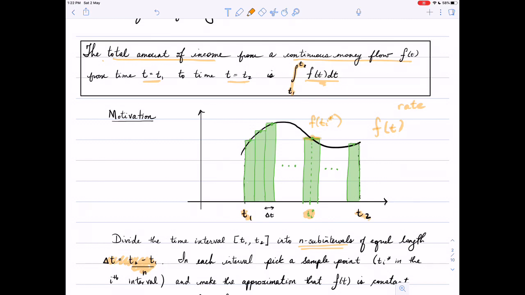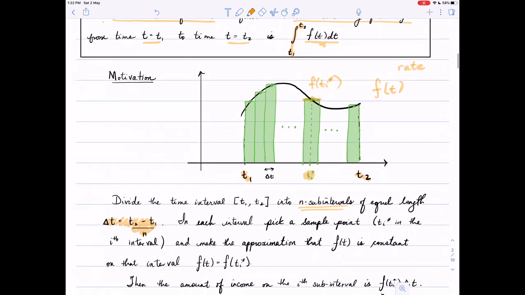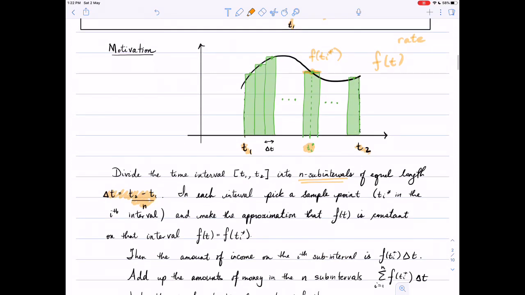And if it is constant over that interval, well, we just saw what you do when it's constant. If you have a constant amount, you multiply by the length of time. And what's the length of time? It's delta t. So the amount of income on the ith subinterval is f of ti star, the rate, times the time length, delta t.